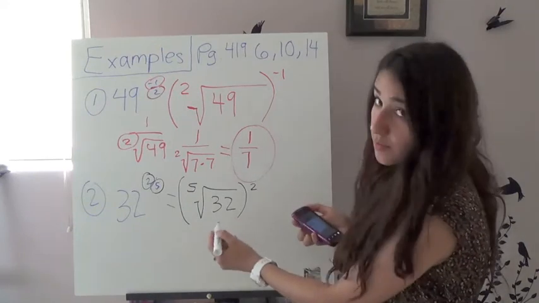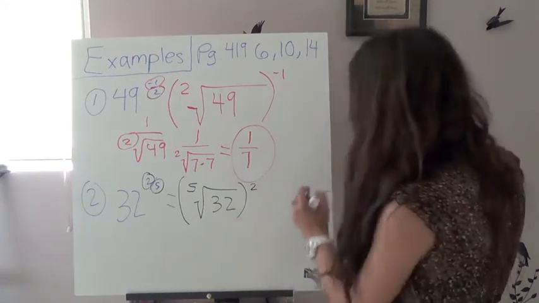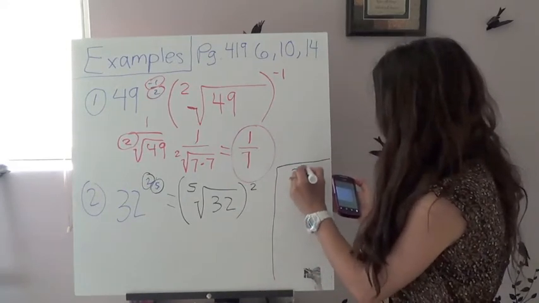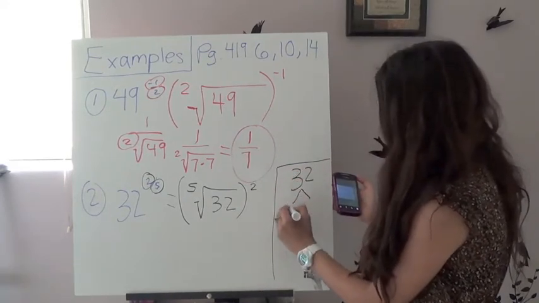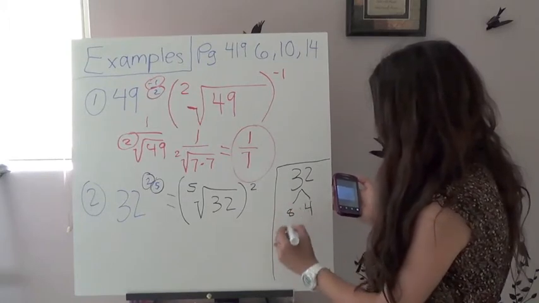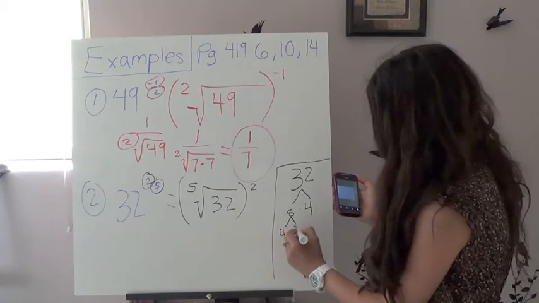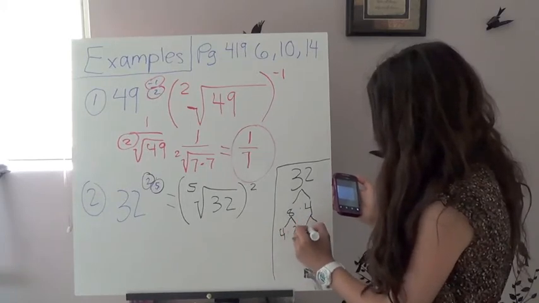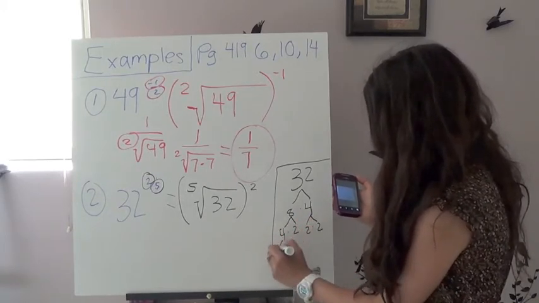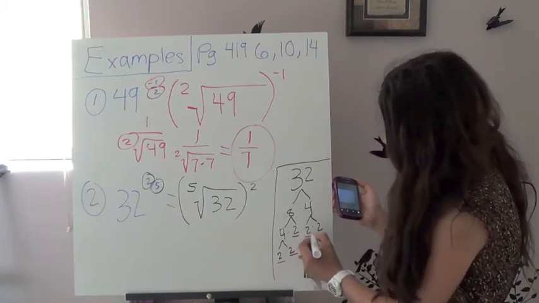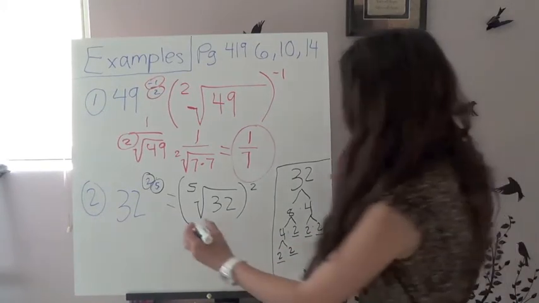And obviously we can break down 32. So I'm going to go here and break it down. So 8 times 4, 4 times 2, 2 times 2, 2 times 2. So we have 1, 2, 3, 4, 5 2s. So now we're going to go back here.